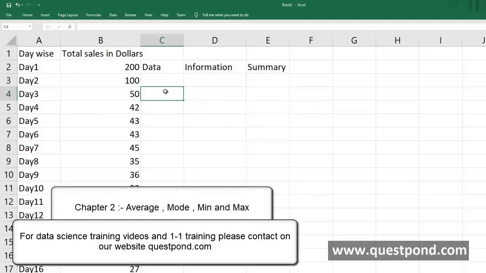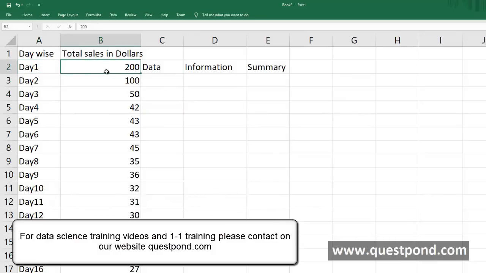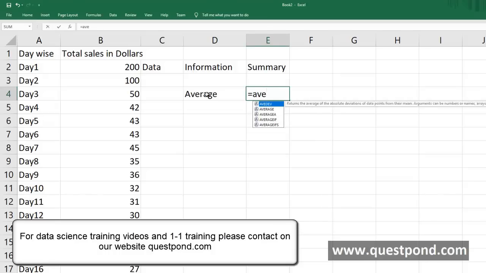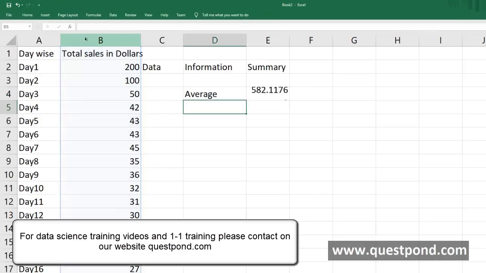Now, for example, you can see at the left-hand side I have the number of days and what sales has been made per day. So now I can give some summary information to my decision maker. For example, the easiest one is the average. Average means on average how much sales you are making every day. So here is an average.